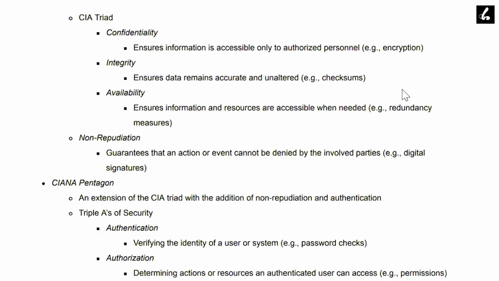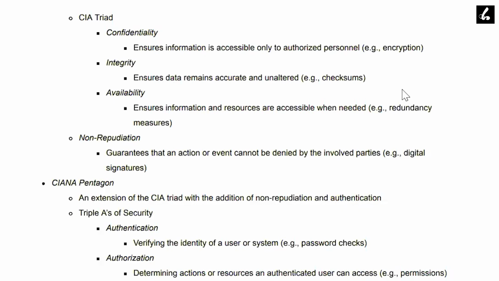The second thing is integrity. Integrity means data should not be tampered with. If the data leaves from point A to point B, it should remain as it is when it leaves point A. It should be accurate. Example, checksums. Checksums are basically extra information that we add to the message.